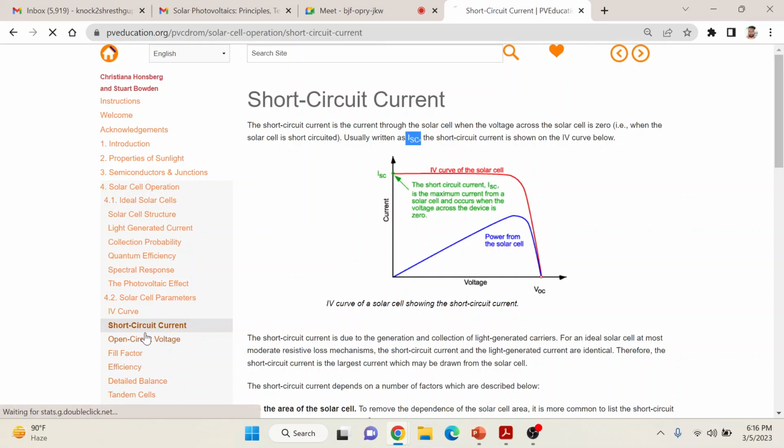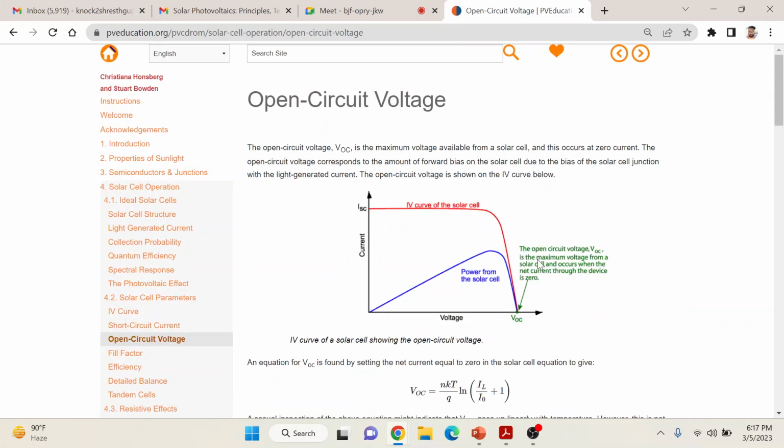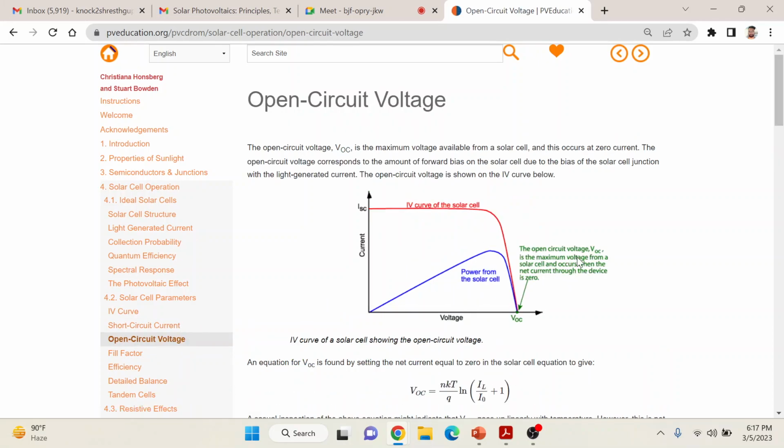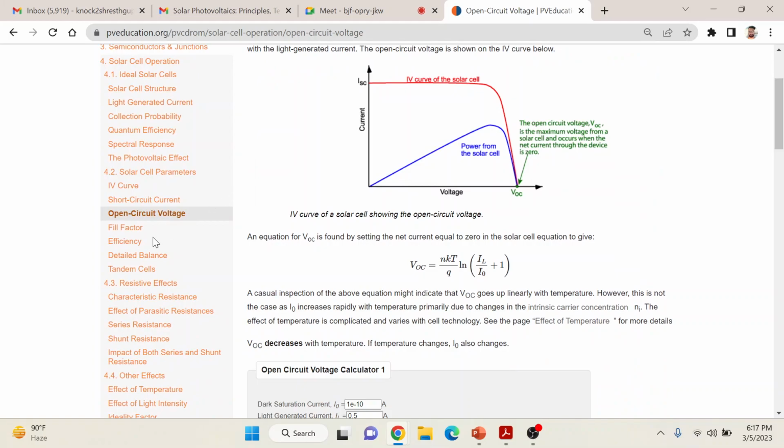And the open circuit voltage, which is represented as VOC, is the maximum voltage from a solar cell. It occurs when the current is zero. Remember it: short circuit current is the maximum amount of current when the voltage is zero, and open circuit voltage is the maximum amount of voltage in the solar cell which occurs when the net current through the device is zero. After this comes the concept of fill factor and efficiency.